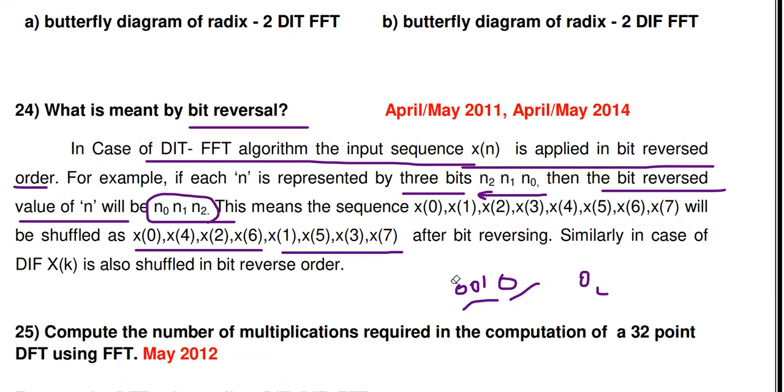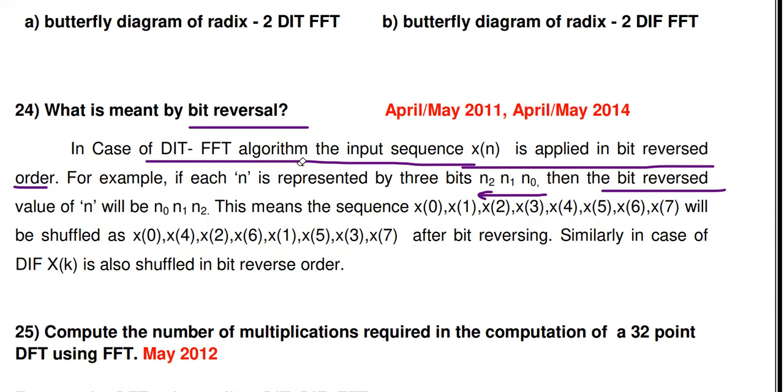So in the DIT FFT algorithm, the input applied to the algorithm is in bit reversed manner. But the output we get from the DIT algorithm is in natural order. In the DIF algorithm, it is reverse: the input is applied in natural order, and the output we take from the DIF algorithm is in bit reversed order.